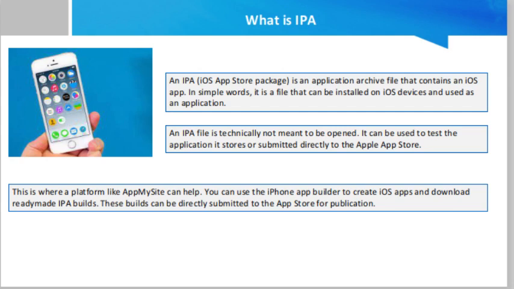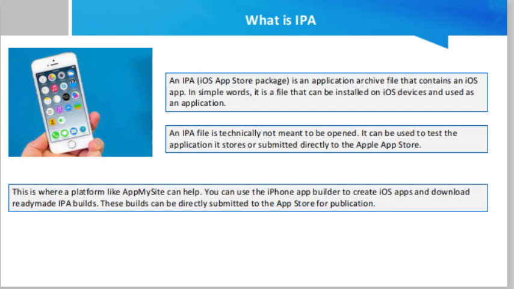Friends, IPA, iOS App Store package, is an application archive file that contains an iOS app. In simple words, it is a file that can be installed on iOS devices and used as an application. Just like an APK, Android application package file, can be installed on Android devices, an IPA file can be used for testing iOS applications. You can even push it to the app stores to publish your app.